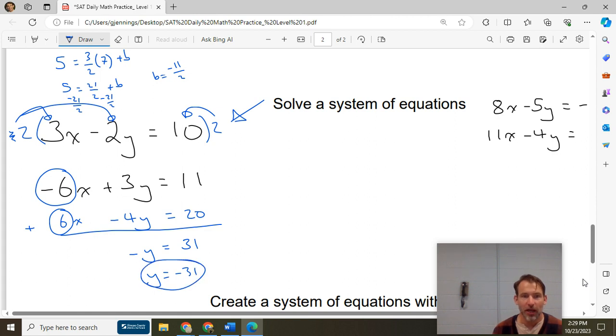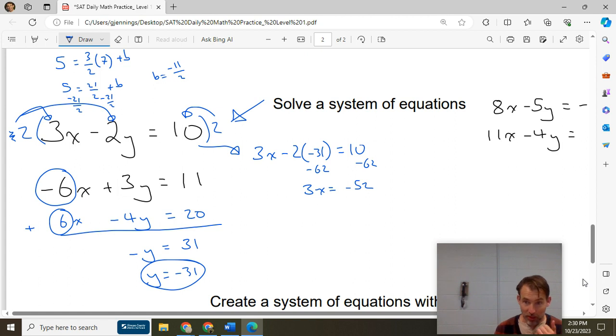So now we're going to go ahead and find out what x is. So we can use this equation over here. I know that 3 multiplied by x minus 2 times -31 will be equal to 10. Interesting. So -2 times -31 is positive 62. So we are going to be subtracting 62 from both sides. And that gives us 3x is equal to -52.